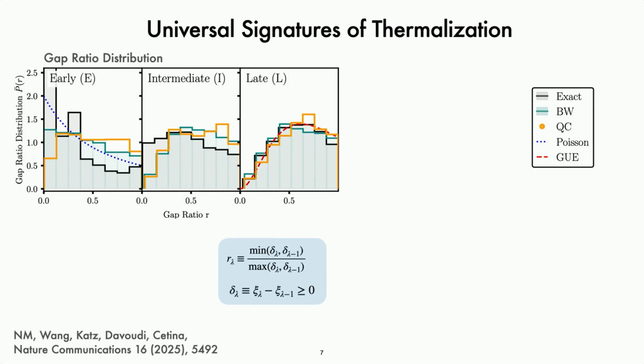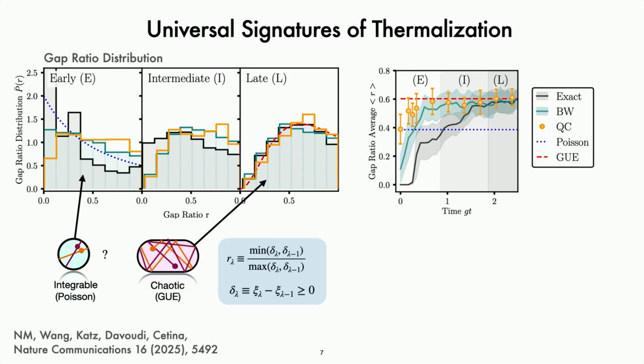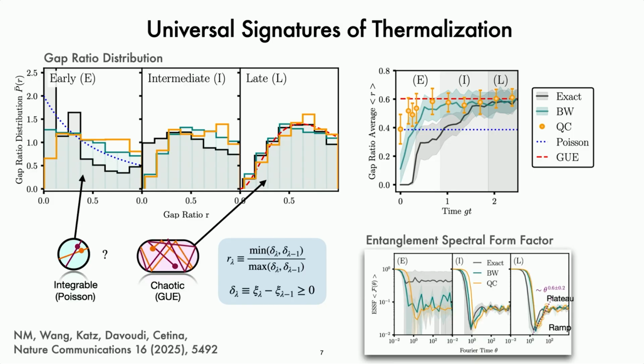So there are three time regimes. Of course, at the beginning, the state isn't evolved very far. Chaos hasn't built up. But at later times, we see signatures of quantum chaos. You can plot where the mean of this distribution is. If it's at 0.4, it's called a Poisson distribution. It's no quantum chaos. But if it's at 0.6, it's called a Gaussian unitary ensemble, and random matrix theory tells you that is quantum chaos. And you can measure things like the entanglement spectral form factor, which has this famous plateau-ramp structure, which we also saw in experiments. Everything that's orange here is data from a digital quantum computer.